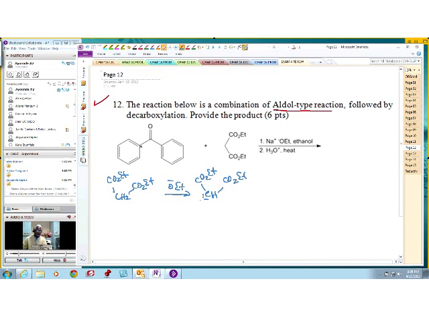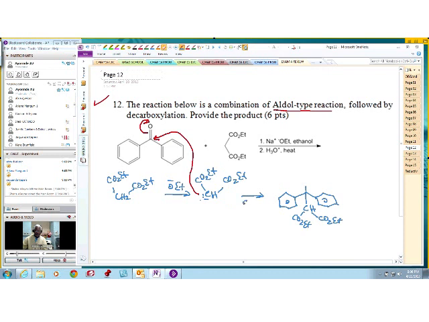You form the enolate. Now, this is where it looks like the aldol. This enolate will now attack the carbonyl of a ketone. It comes here and attacks the carbonyl of the ketone. This is now where it looks like an aldol-type reaction. And then what do you get? You get this, this here, and then this.